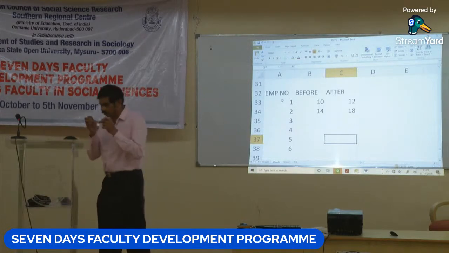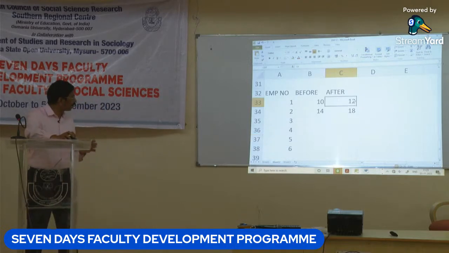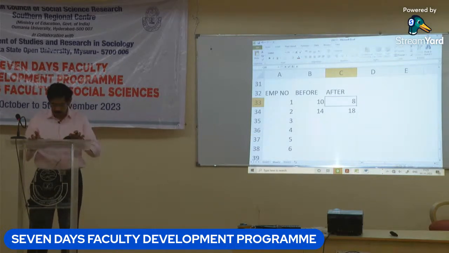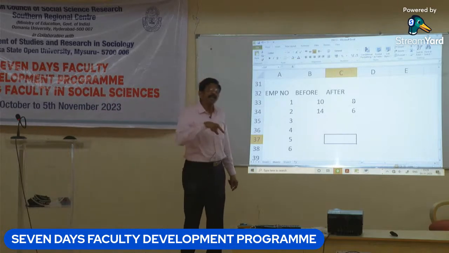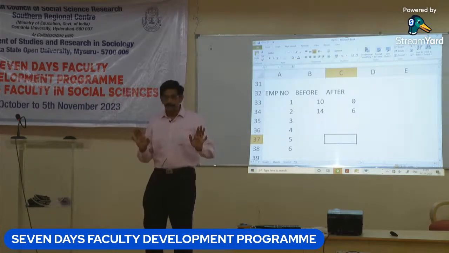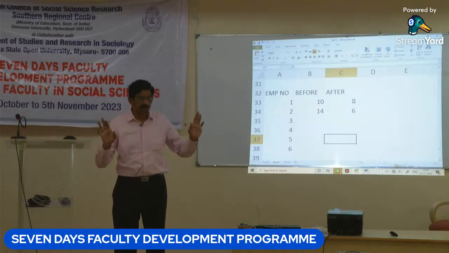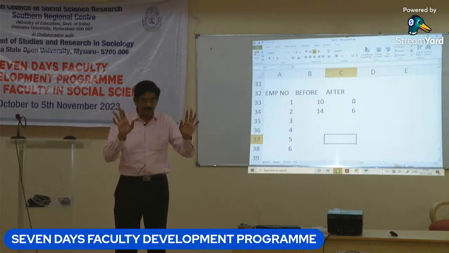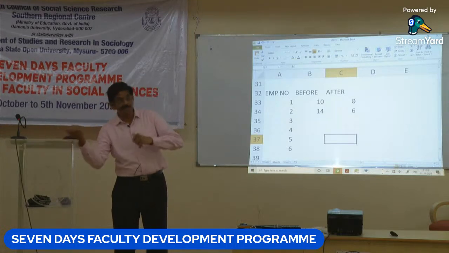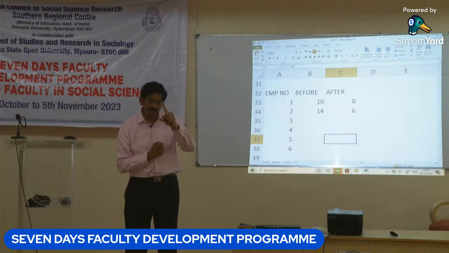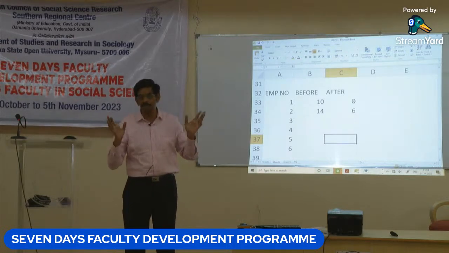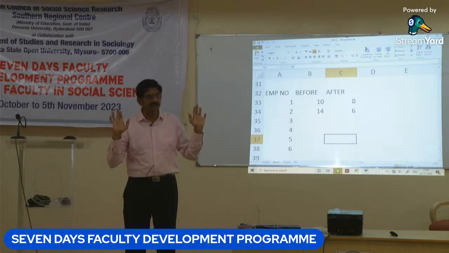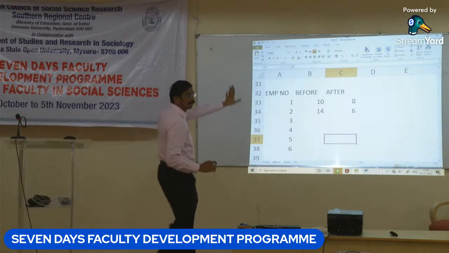But suppose instead of 12, 18, etc., this is 8, 6, etc. Then training was detrimental. Null hypothesis is no significant difference, but alternate means training made a difference. Alternate could be on the positive side or the negative side. That depends on data. So always remember, alternate hypothesis comes from data. For the null hypothesis, we have the liberty: no difference. Whether we have data or not doesn't matter. But alternate hypothesis comes from the data.